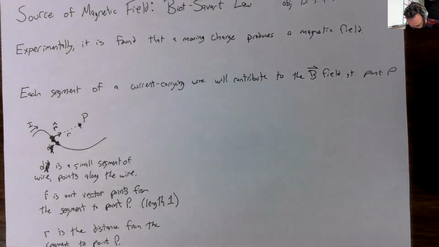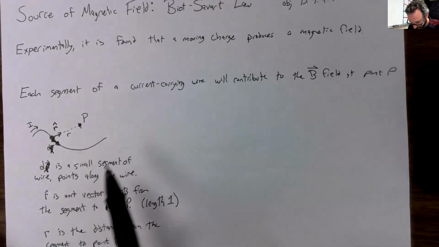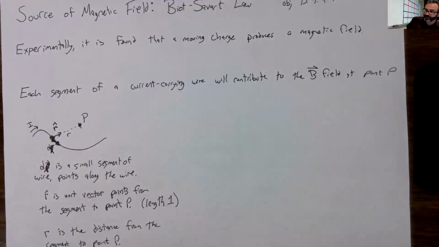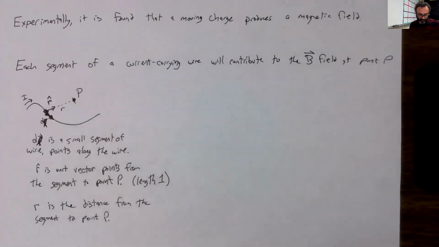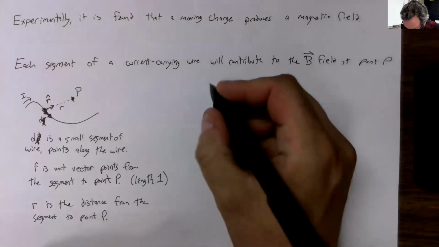All right. So any questions so far about these variables that we've defined? There's nothing here too new. We've done similar variables with other laws before. Okay, so here's the Biot-Savart law.